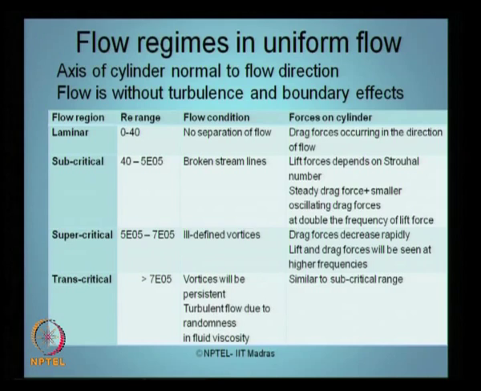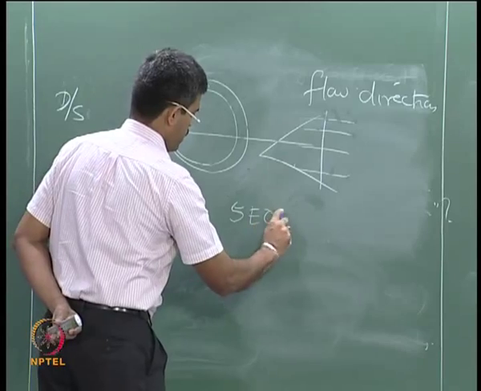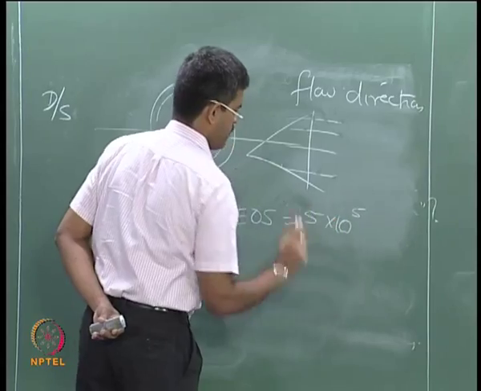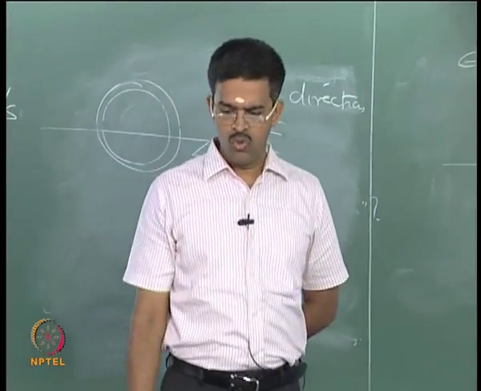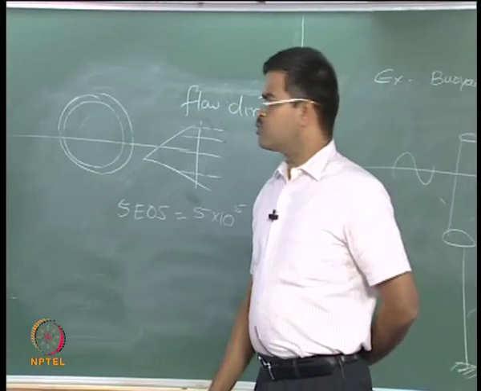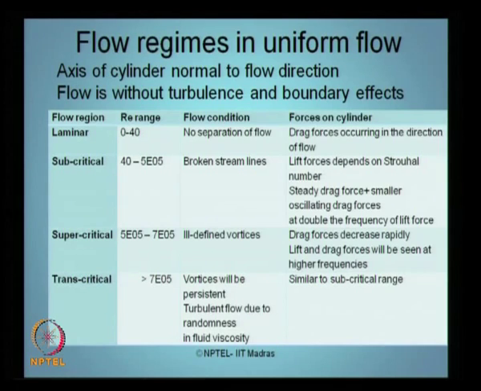The flow is called subcritical, supercritical and transcritical depending upon the value of Reynolds number varying from 40 to 5 10 power 5. Okay, Reynolds number varying from 40 to let us say 5 10 power 5 is what we call subcritical, and supercritical varies from 5 10 power 5 till 7 10 power 5, and if the number is more than 7 10 power 5, we call the flow regime or flow region as transcritical region.